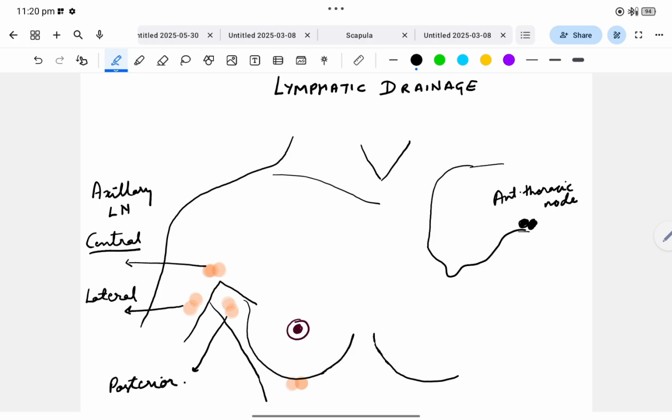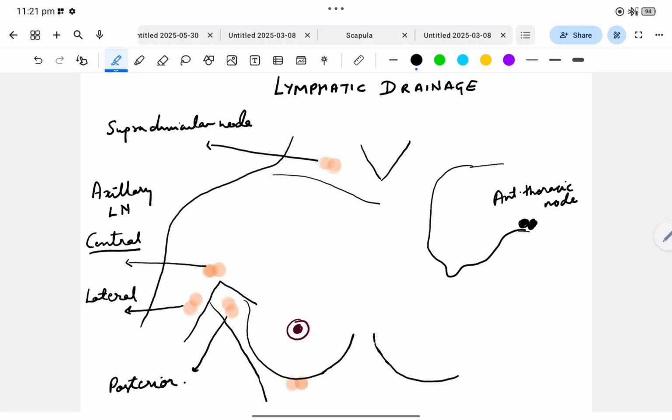Now the third group is that some limbs of breast reach the supraclavicular nodes. So where is the supraclavicular node? Supra means above and clavicular means clavicle. So above the clavicle is the supraclavicular node. This is the supraclavicular node. See, from the diagram only we can learn all the nodes of breast.